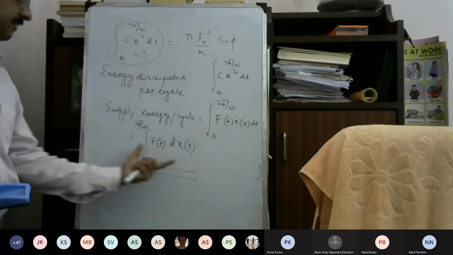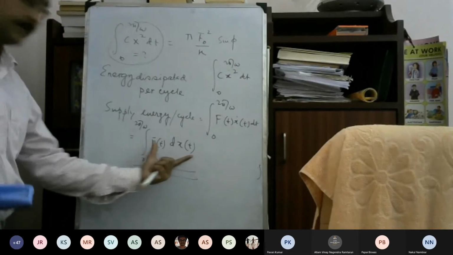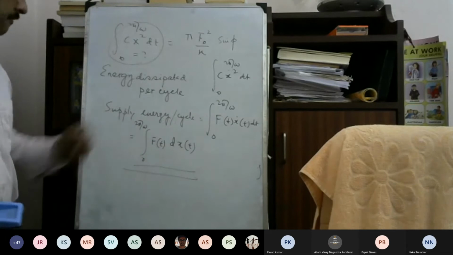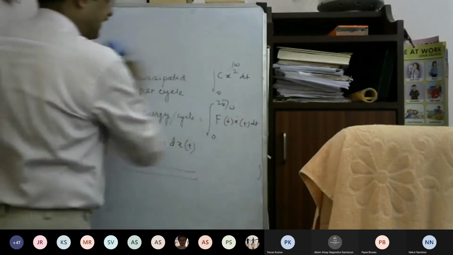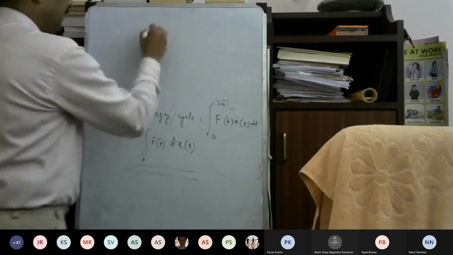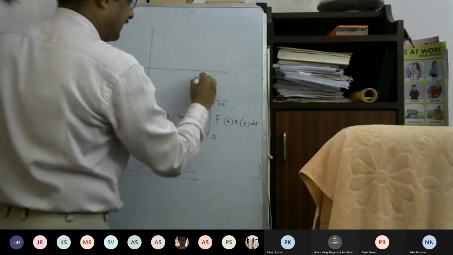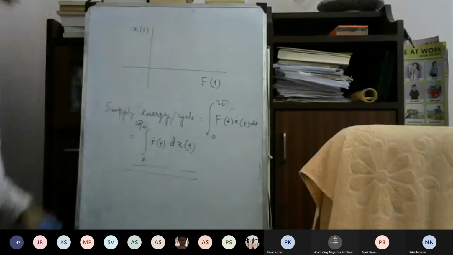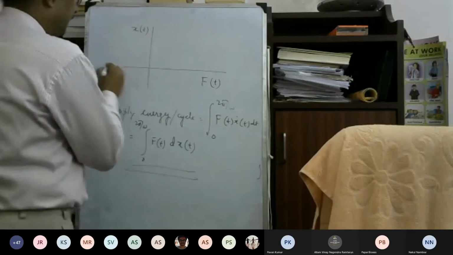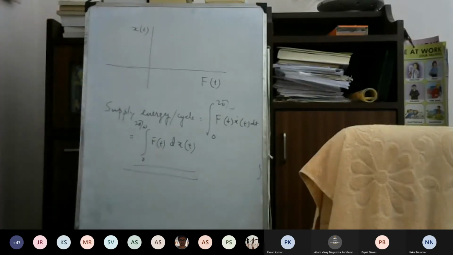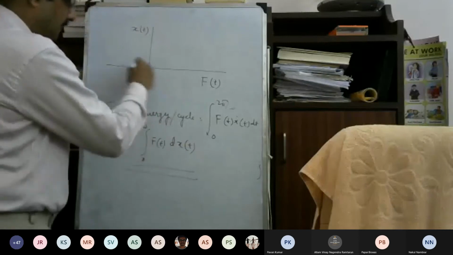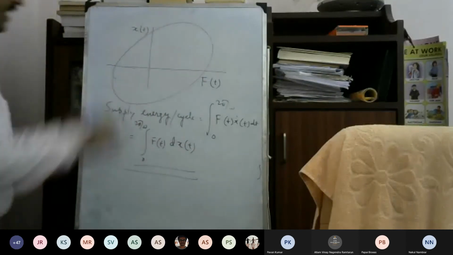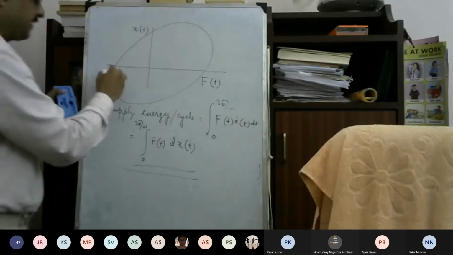So supply energy is equal to dissipated energy. So this is the dissipated energy. But now can you see the implication of this? If you draw a curve, let us say, F(t) versus x(t), then you will see that this curve will be a closed curve. So therefore this curve will be something like this. That may have some other shape, I don't care.